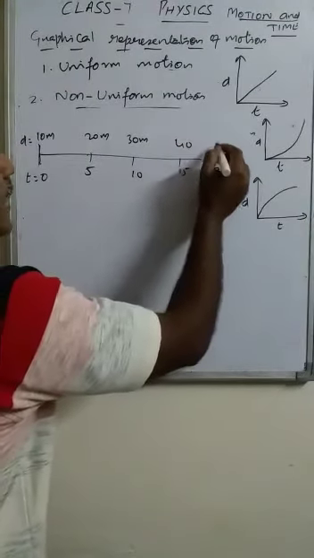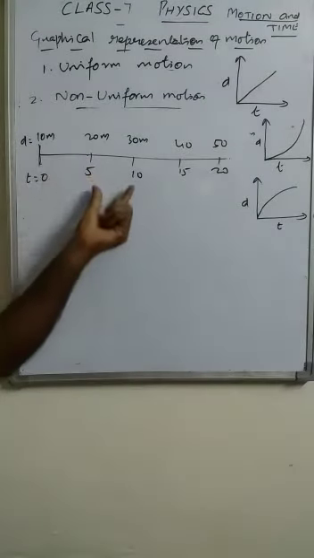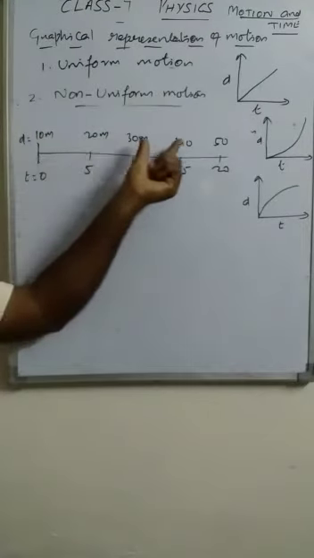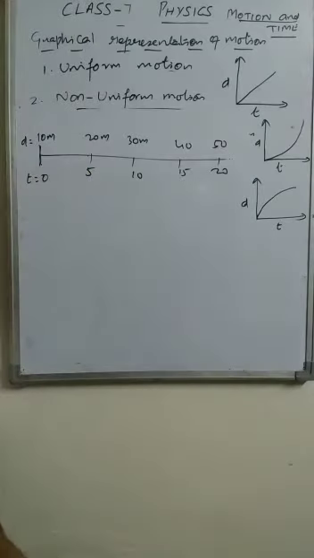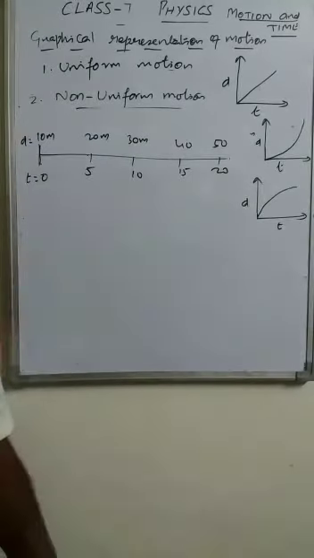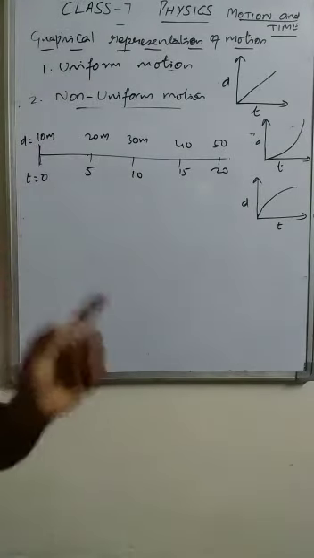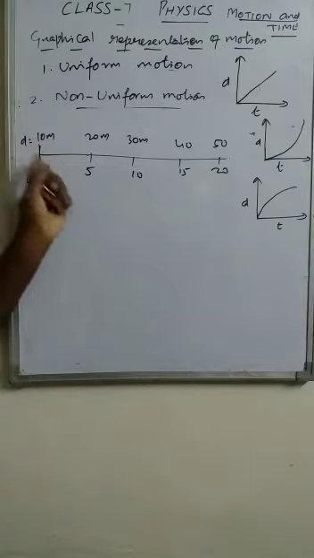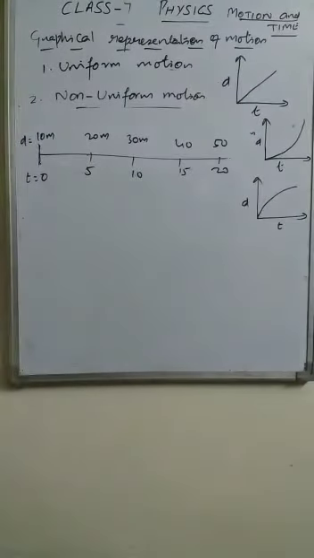Then it is 40. Then it is 50. Now you see, at every interval, the distance covered is 10 meter, 10 meter, 10 meter, 10 meter. Time change is 5 seconds, 5 seconds, 5 seconds. In equal intervals of time, it covers equal distance. So here also the speed will be constant. If the speed is constant, then definitely we must get a straight line, because the speed is uniform.